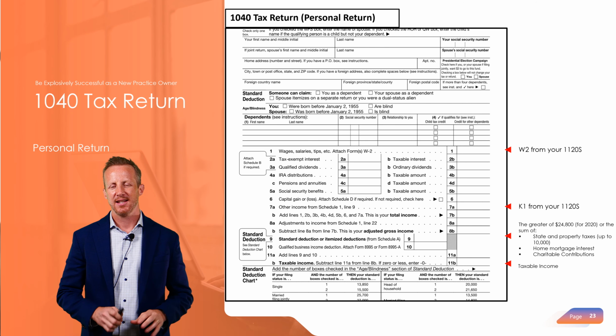At the top, you have all your basic information of name and address, etc. You have your dependents, which are going to be your children. And then you are going to start off in box number 1, indicating what are your wages, salaries, and tips. This is what shows up on your 1040. And as I've stated, for most of you that are corporations, you're going to get a W-2.